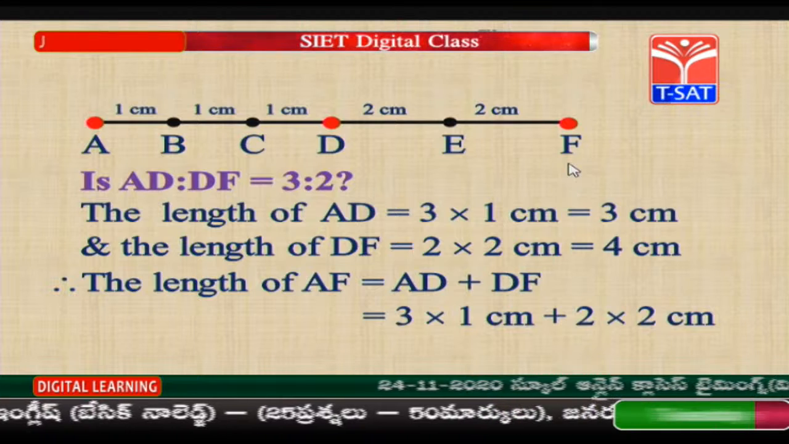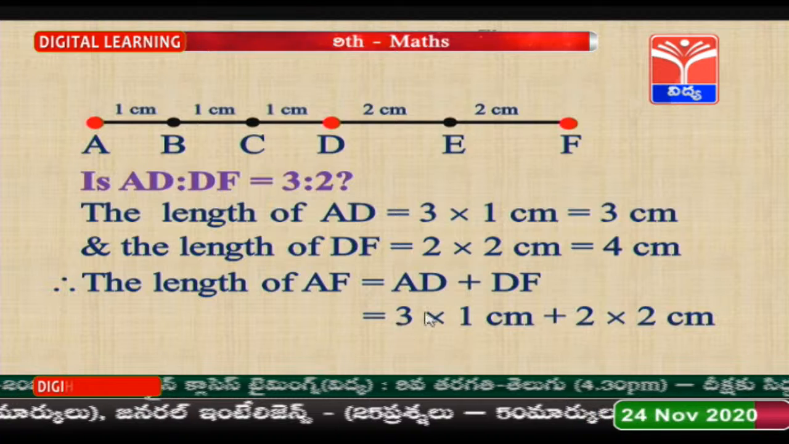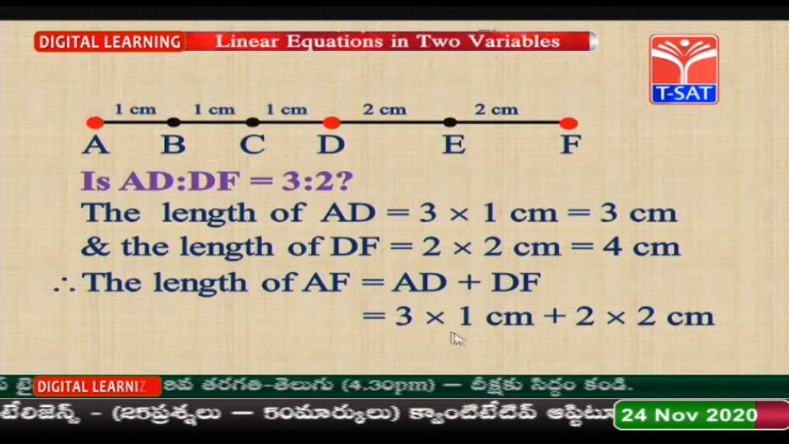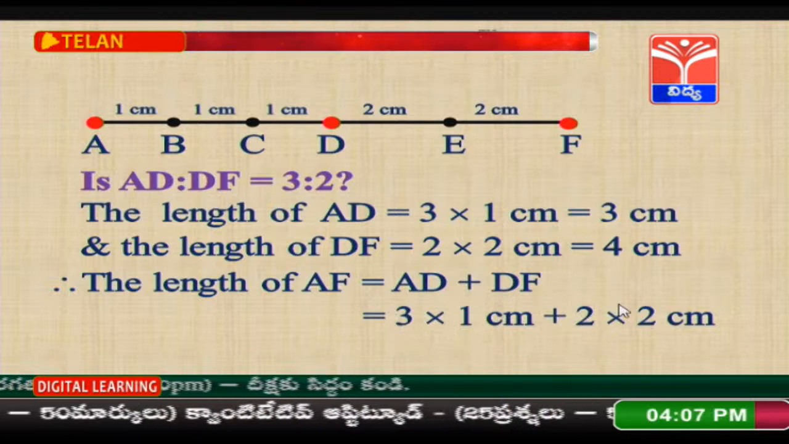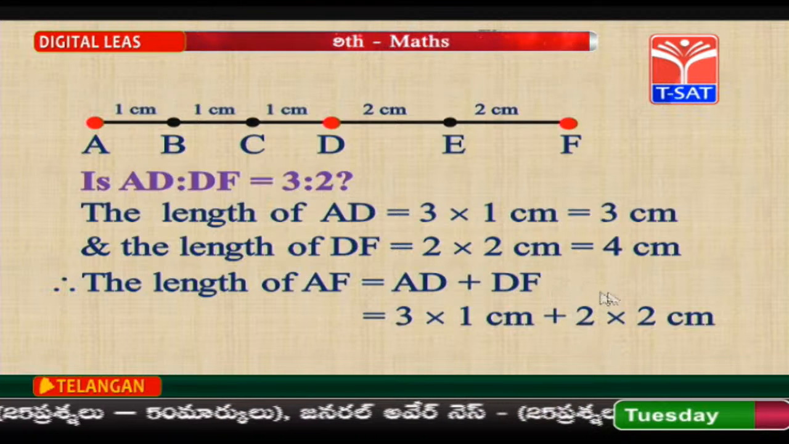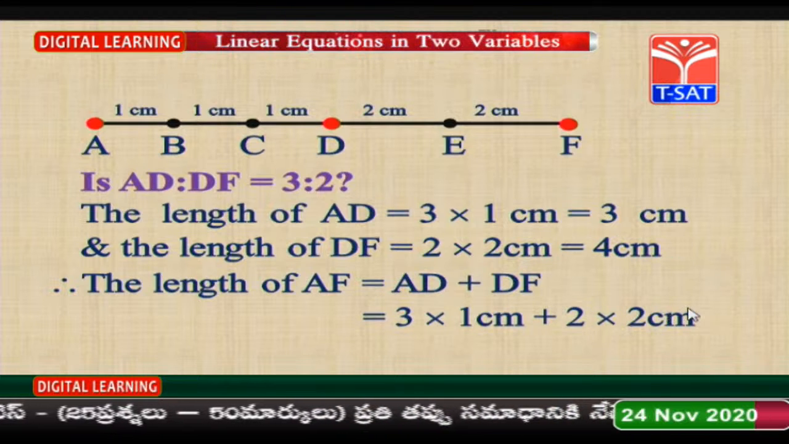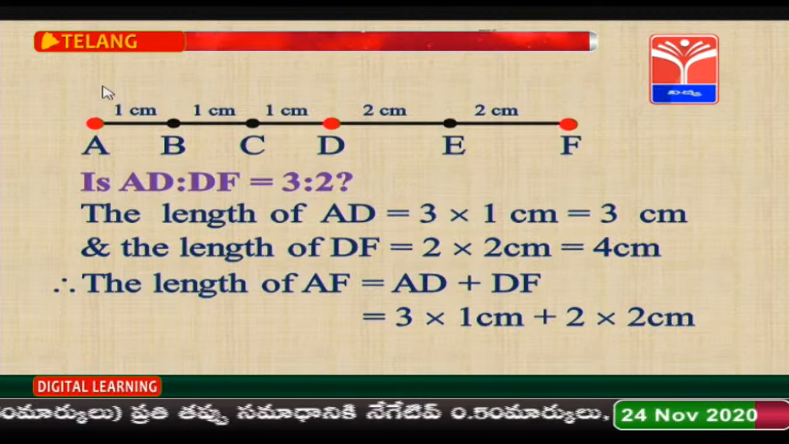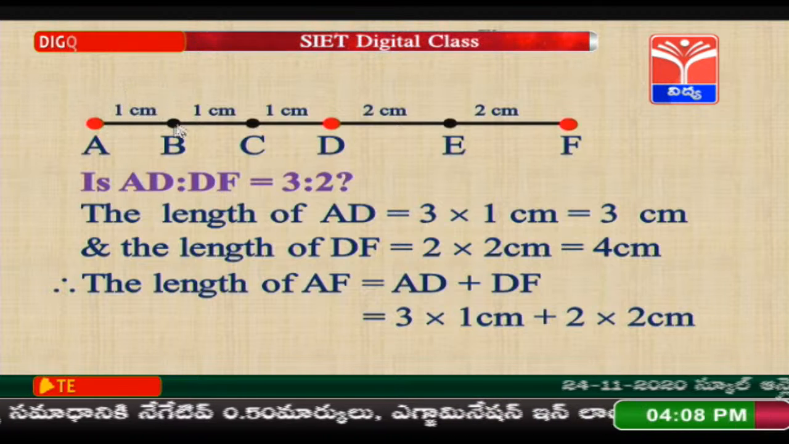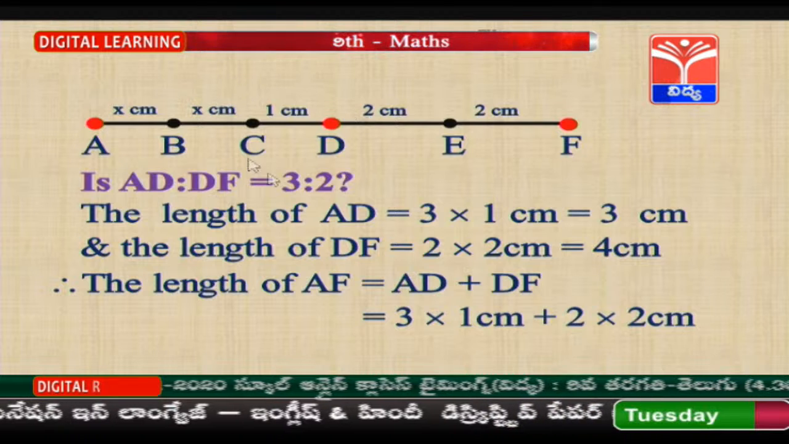So, that means whatever you are going to find is the number of parts, here 3, into the length of each and every part. And when you come to DF, it is equal to the number of parts into the length of each part. Suppose there is a change: instead of 1 centimeter here, if I say it is x, and the next one is also x, and the next one also x.